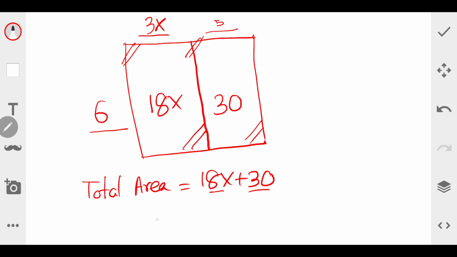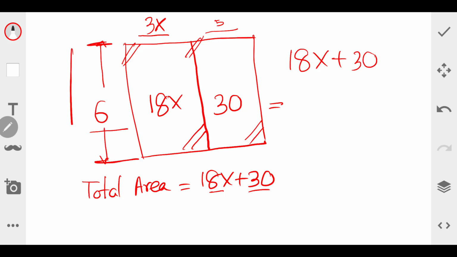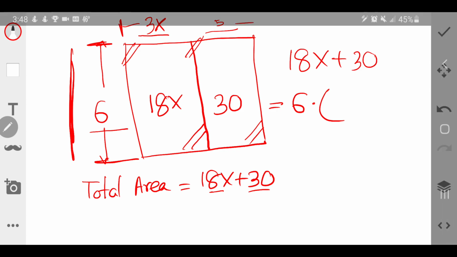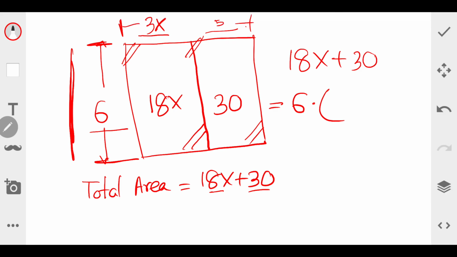Okay, so that's your area. So if this is your area, 18x plus 30, now tell me what are the length and the width. As you can see, this is your length from here to here, right? That's your length. So I'm going to do 6 times. What's your width? So be careful. The width is actually from here all the way there, right? So what's the total width here? You have two of them. You have 3x plus that 5.